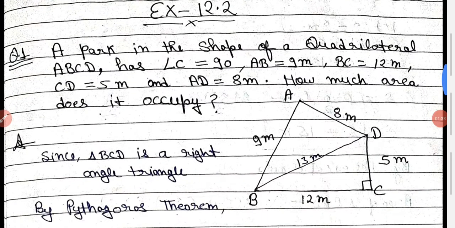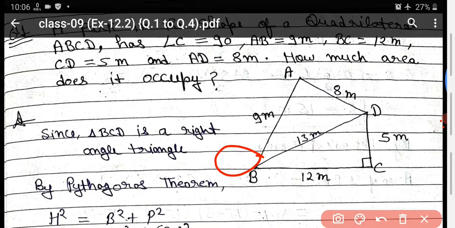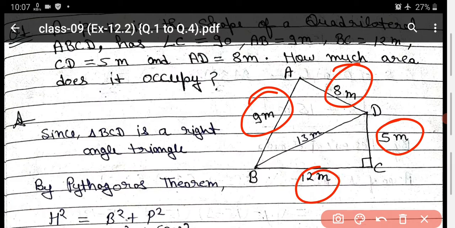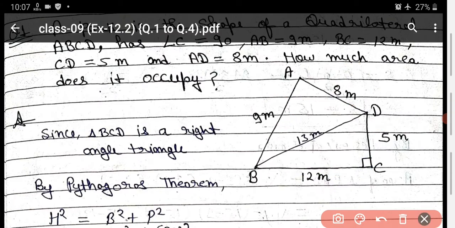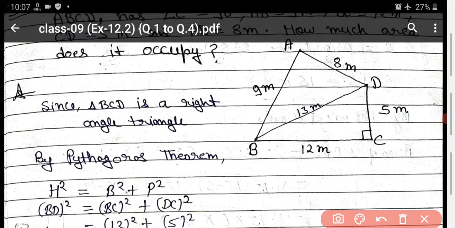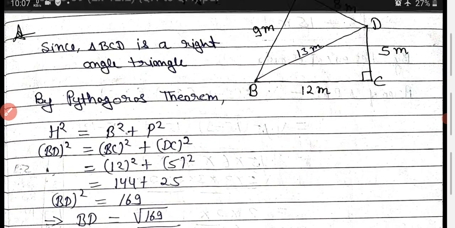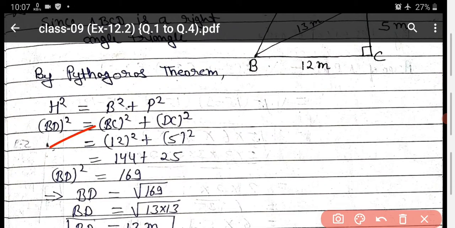So for the figure, just look here. ABCD is a quadrilateral in which AB is equal to 9 meter, AD is equal to 8 meter, DC is equal to 5, BC is equal to 12 and angle C is a right angle. So since triangle BCD is a right angle triangle, apply the Pythagoras theorem. Hypotenuse square is equal to base square plus perpendicular square. What is the hypotenuse here? That is BD. What is the base? Base is BC and perpendicular is DC.